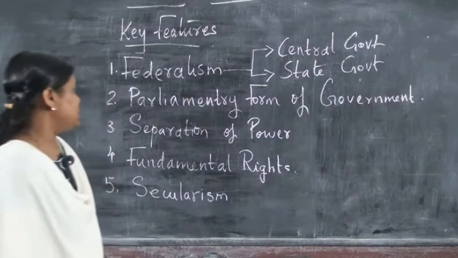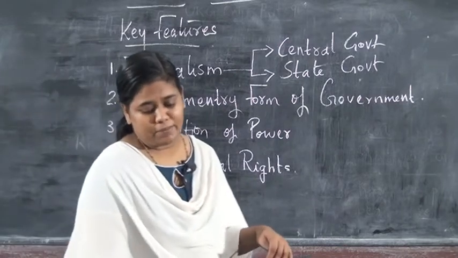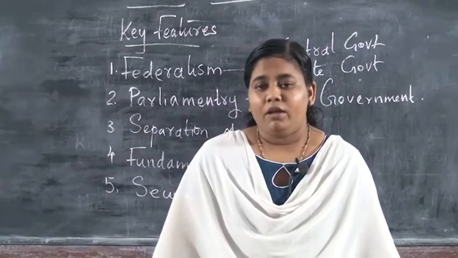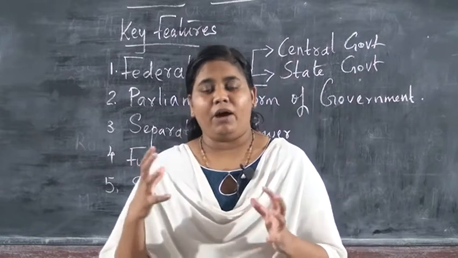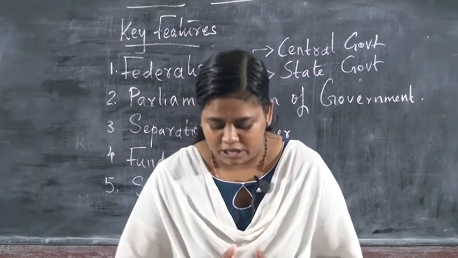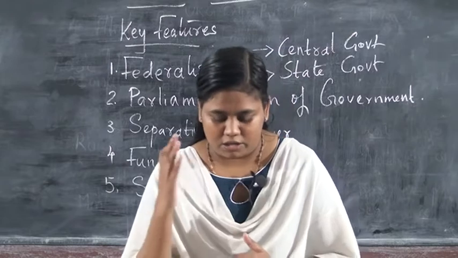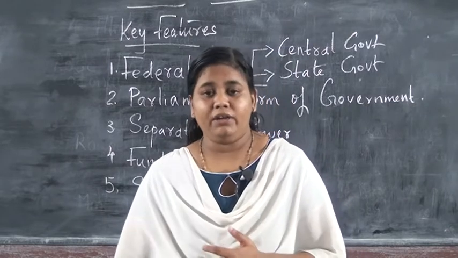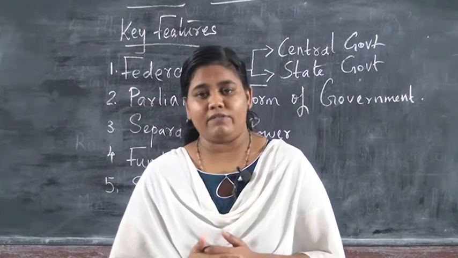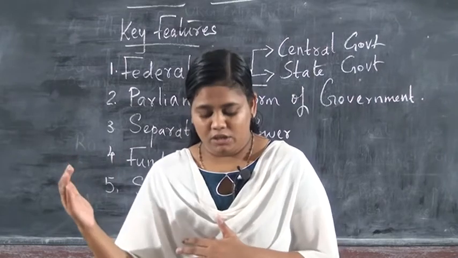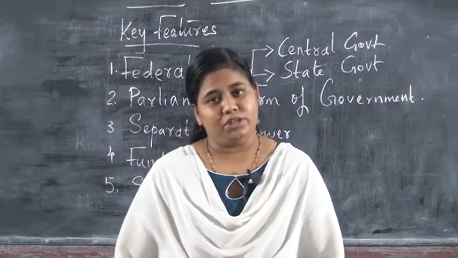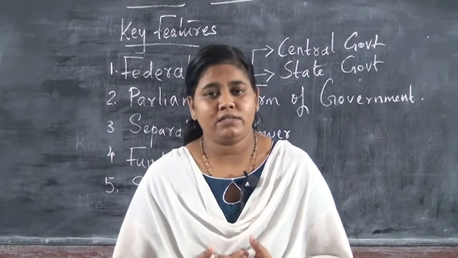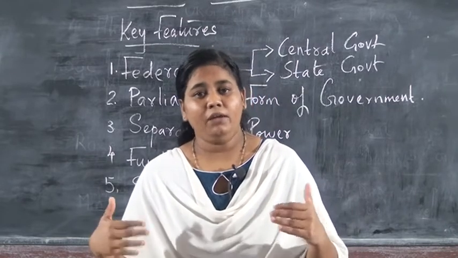The third one was the separation of power. What is the separation of power? In each level the power was redistributed. So there are three organs of government. What are the three organs of government? Legislature, executive and judiciary. Legislature means the law making body.